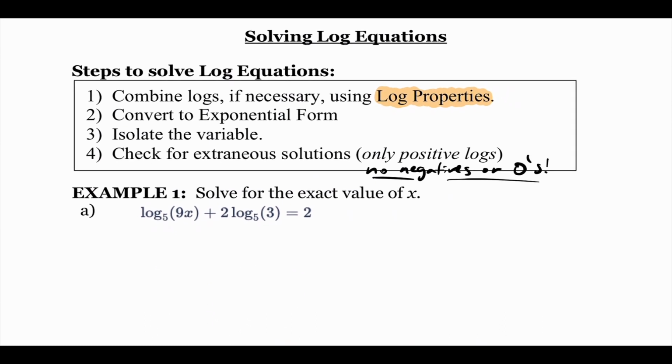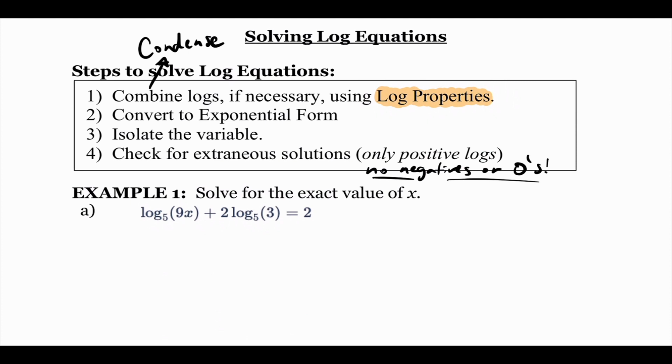So how we're going to do this is anytime we solve, we want to get x by itself. That's what we want to do. But before we can do that, we have to combine, or another word that we used last week, condense. Combine or condense logs using the properties. So using the three properties, product property, quotient property, power property, that's the first thing we're going to do. If we can condense, condense.